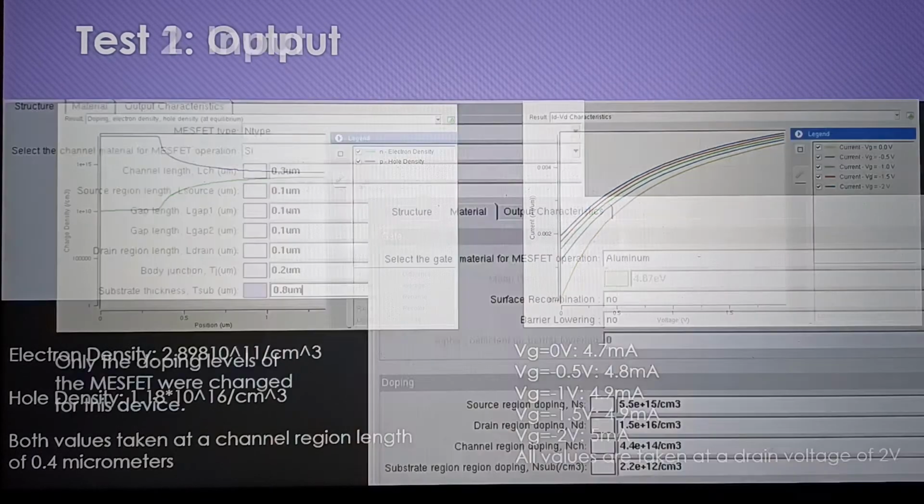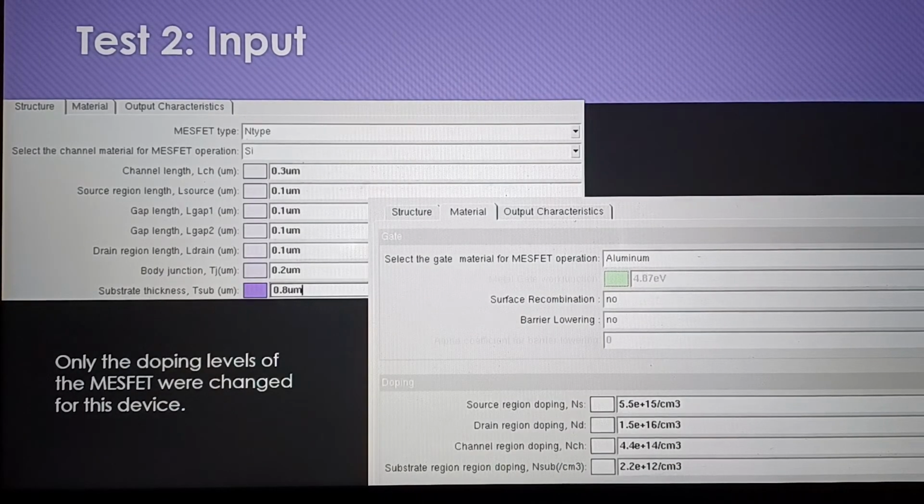Now on to test 2. So test 2, I just did the opposite. I left the dimensions of the device the same, but I changed the doping levels, and I also changed the gate material for MESFET operation. I changed it to aluminum, which was originally just the work function at 4.87 electron volts.